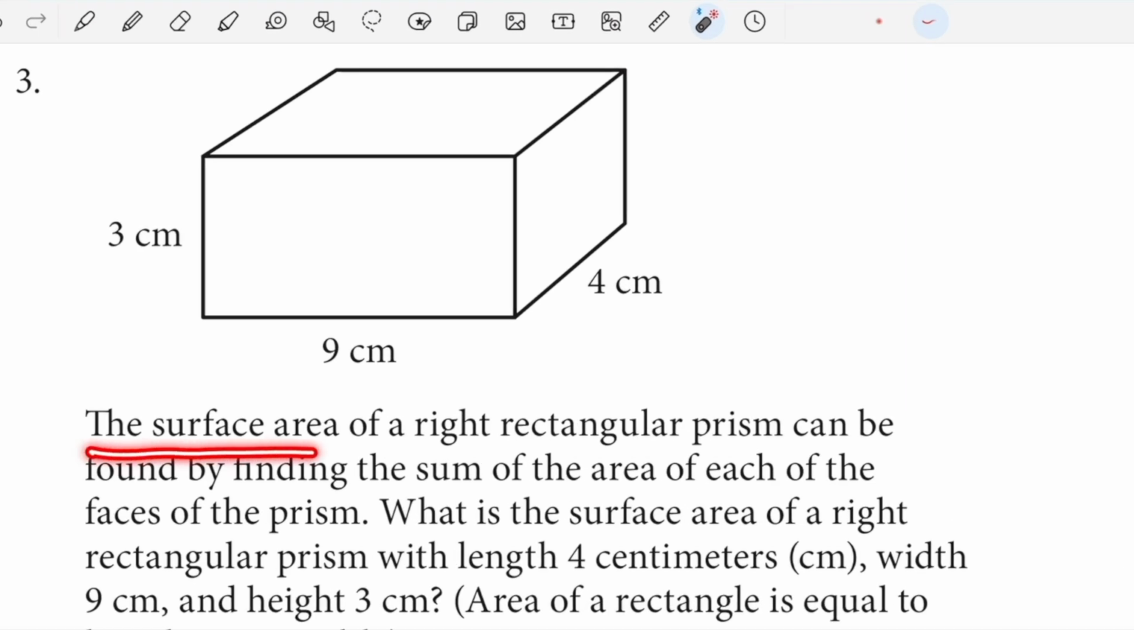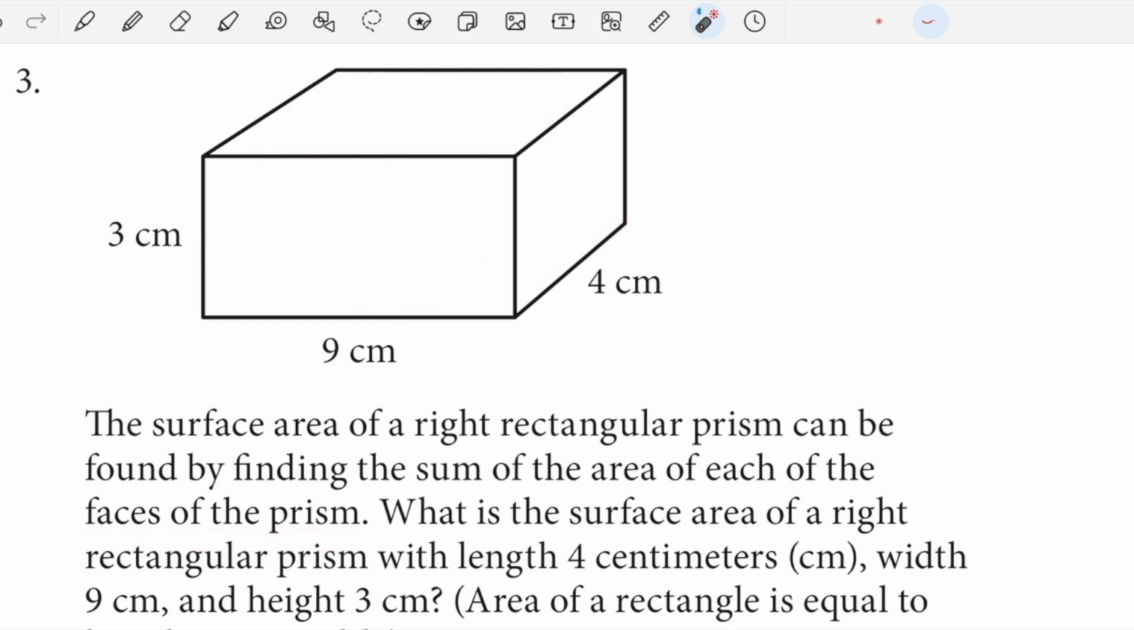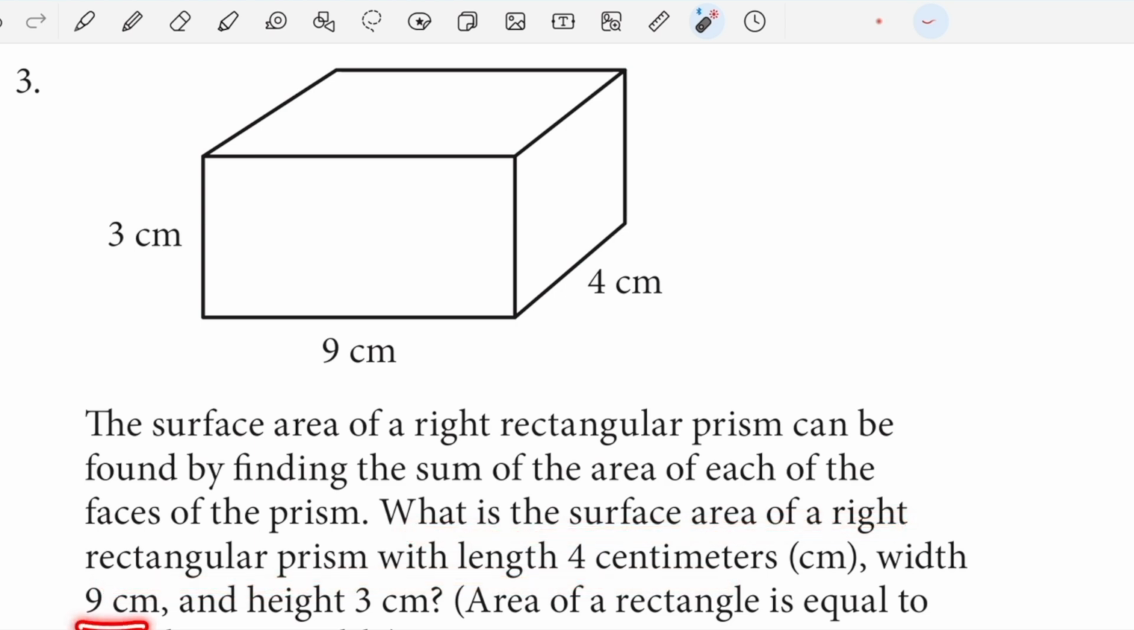Let's go to number 3. The surface area of a right rectangular prism can be found by finding the sum of the area of each of the faces of the prism. Okay, surface area is all around it. That's why they're saying the sum of each of the faces of the prism. What is the surface area of the right rectangular prism with length 4, width 9, and height 3? Every rectangle's area is equal to length times width.